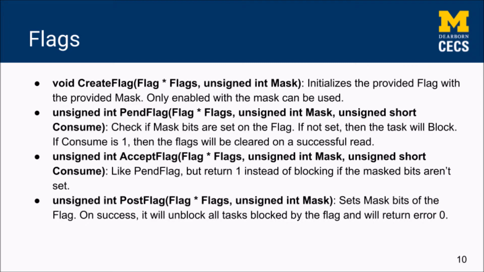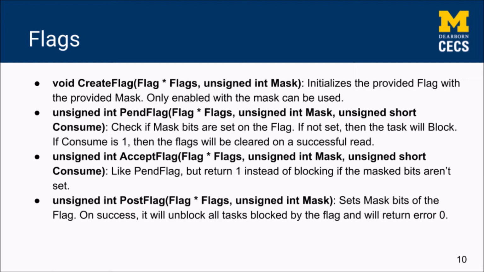Flags. Now flags are almost identical to semaphores in the way that the APIs work. So we have create flag, which initializes the provided flag with the provided mask. Only flags enabled with the mask can be used. We have pend flag, which basically checks if the bits are set on the flag. If not set, the task is going to block. Otherwise, it'll take the bits if consume is 1. So it'll literally consume the flag bits.